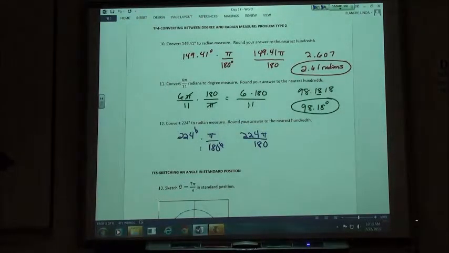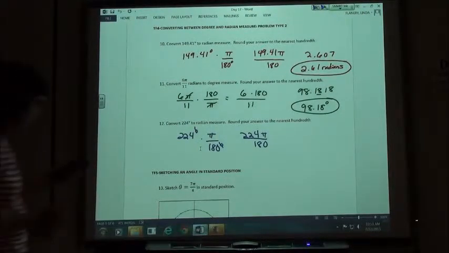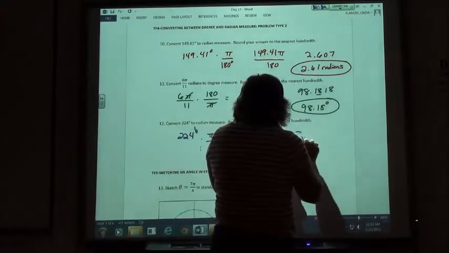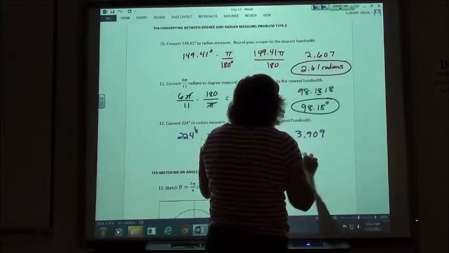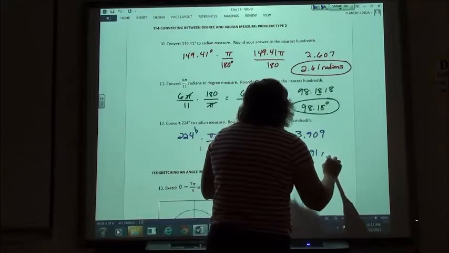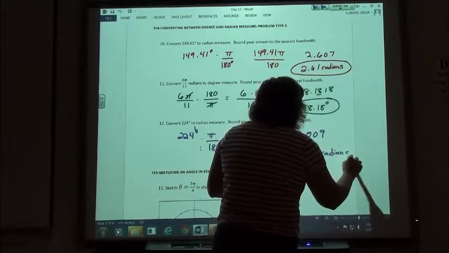So 224, shift the EXP button to get pi, divide that by 180. I get 3.909, which would be 3.91 radians then.